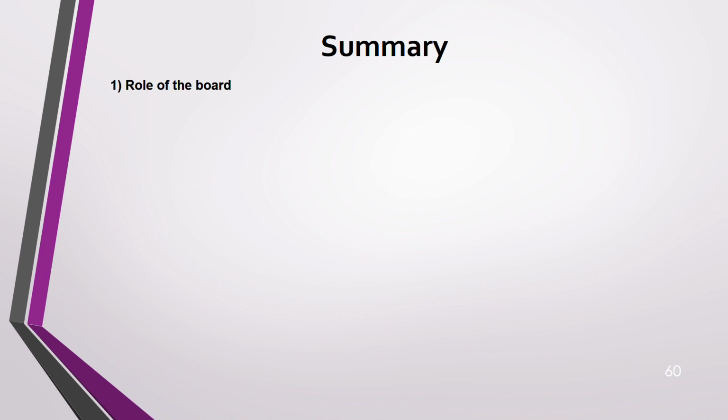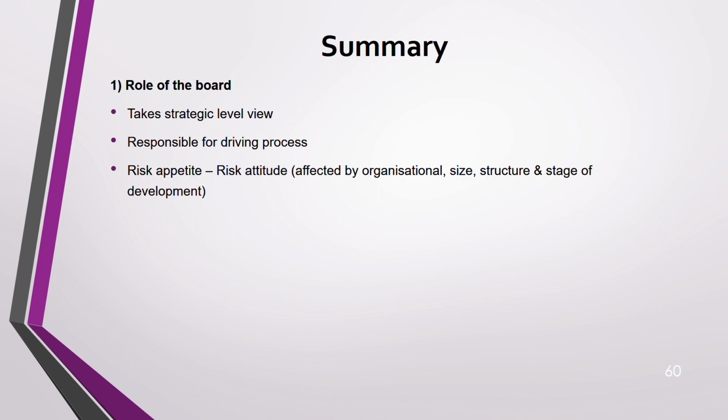So we have come to the end of this lecture. We started with the role of the board. They take a strategic level view of risk, from the whole view of the organization. Then they are responsible for driving that process of risk management. We went through risk appetite, that is the risk attitude, affected by your organizational size, structure, and stage of development. What is the size? What is your structure? What stage of development are you at? This will matter for your risk attitude. Are you risk taking or risk averse? Do you avoid risk or do you want to take risk?